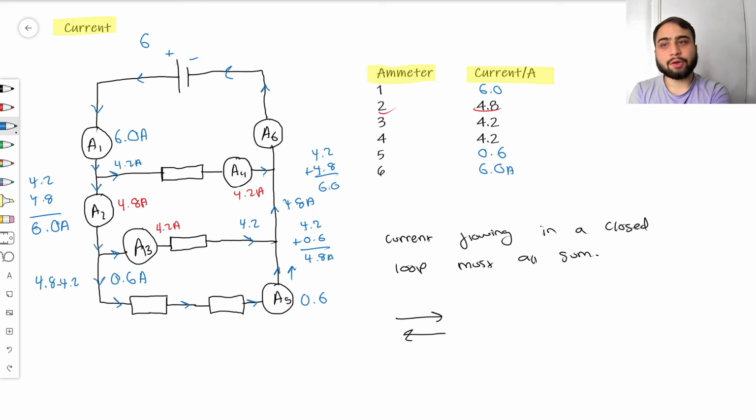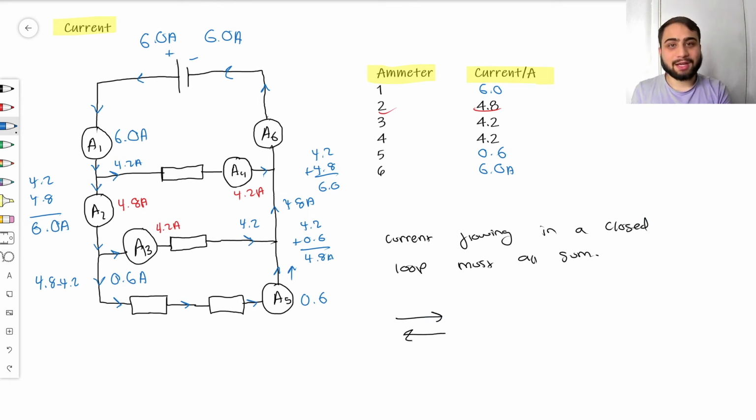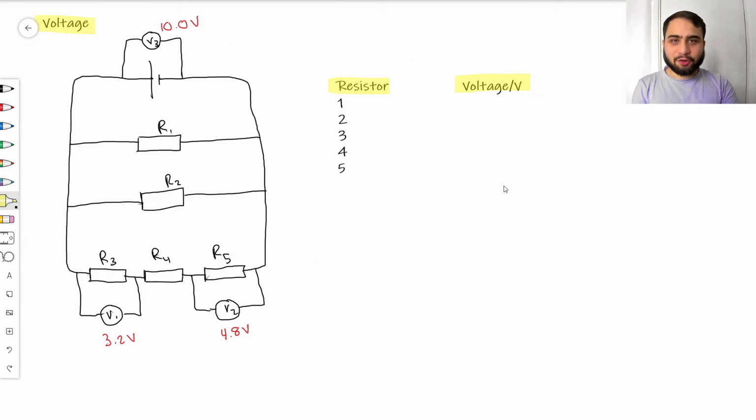So we know that 6.0 amps left the cell and 6.0 amps entered the cell. So that means that our condition here, that current flowing in a closed loop must sum, is true. So I hope you understand all of that. If you didn't, please go through the video again and work through it step by step. You always want to label your diagram in your GCSE exam, because it just makes the train of thought much easier to follow. Now let's have a look at our voltage example.